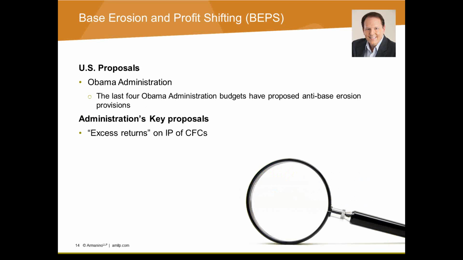So not to be outdone, the U.S. also is concerned about BEPS, and yet the Obama administration, the last 4 budget proposals that it came out with included these anti-base erosion provisions. And there's been one that has been consistent throughout each of the last 4 budgets, and that is the taxation of IP income, or what the administration calls excessive returns on IP income.